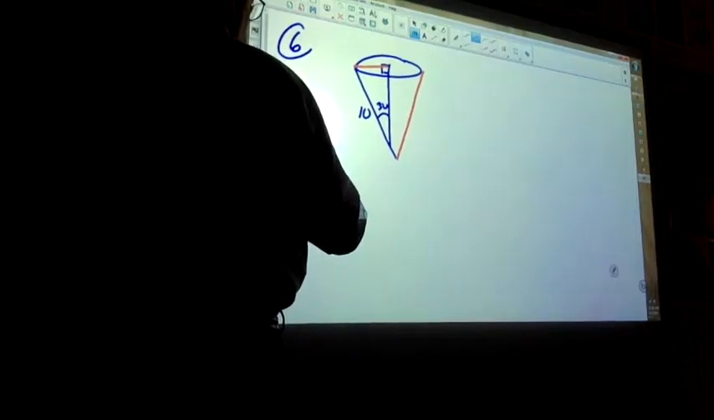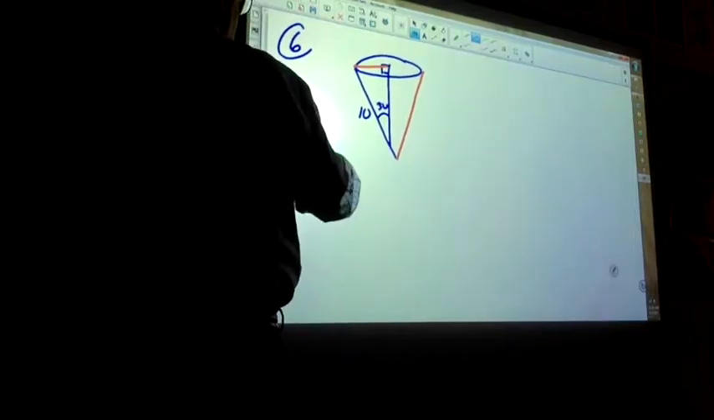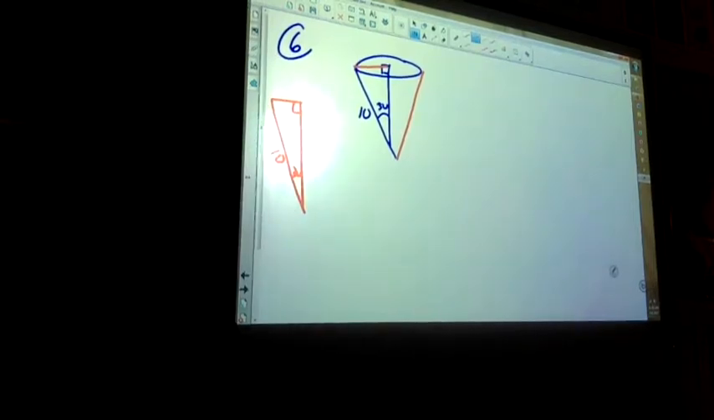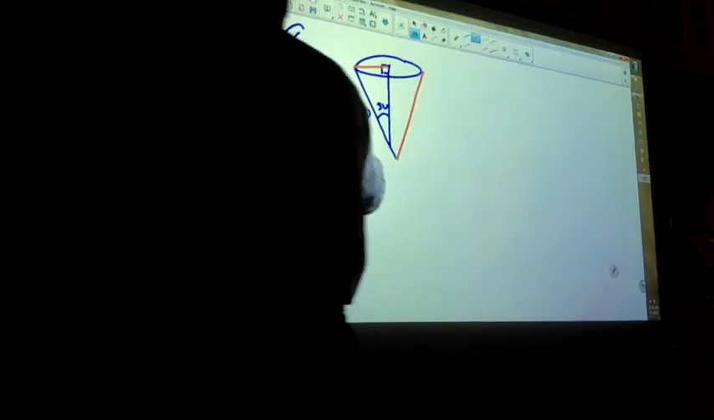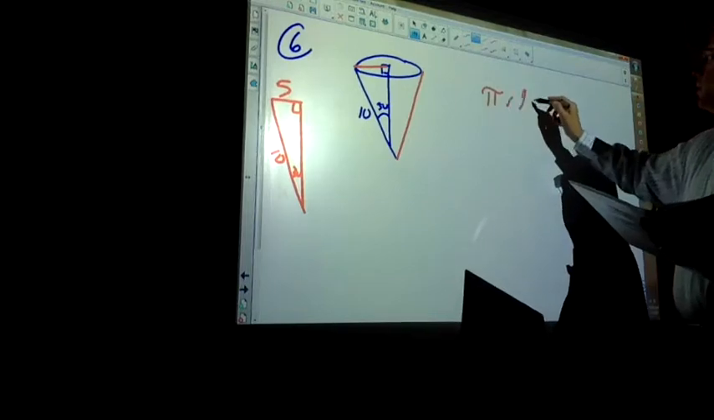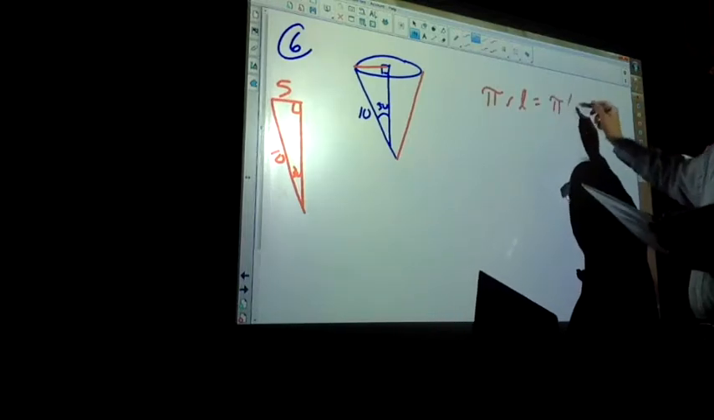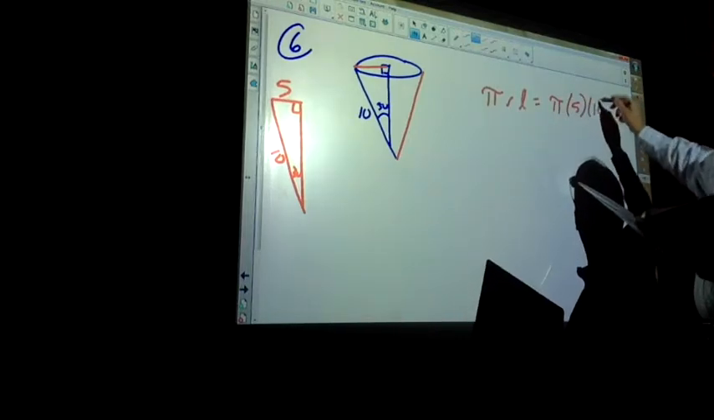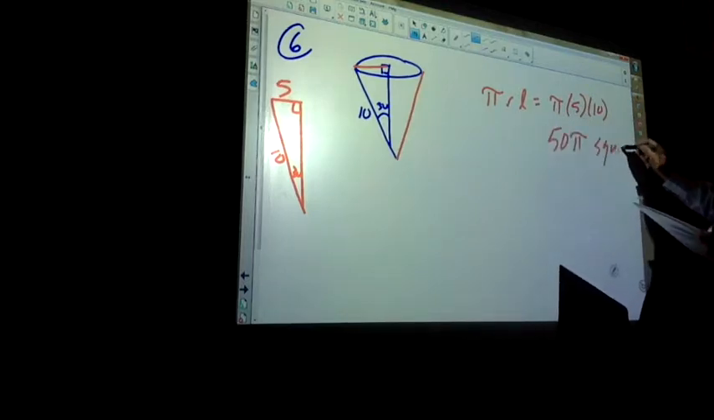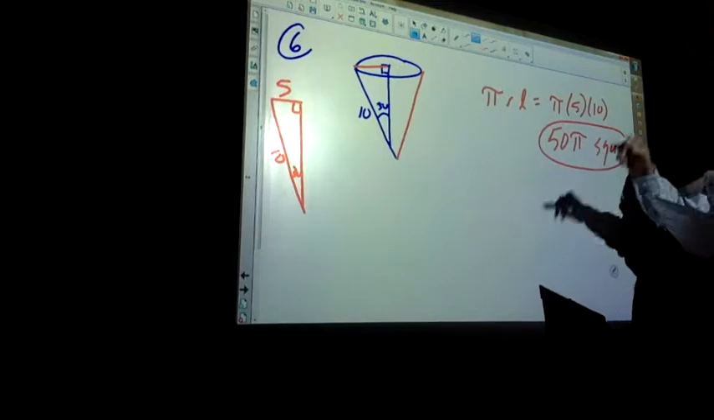If this is 30 here, this is the hypotenuse, which is lateral. What's the relationship on a 30, 60, 90 between the hypotenuse and the side opposite of 30? Divide by 2. So this will be 5. So lateral area is pi RL. So pi times the radius times L. So 50 pi square units is the area of the cone itself.